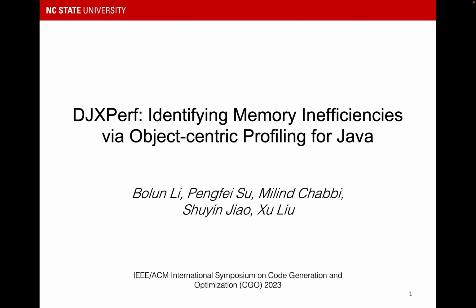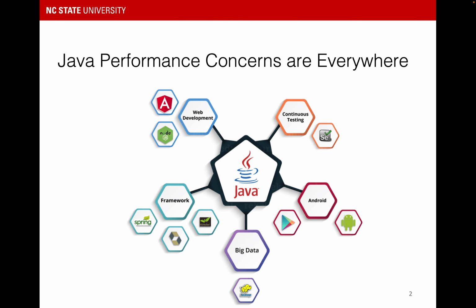The topic of the paper is DJXPerf, identifying memory inefficiencies via object-centric profiling for Java. Now, the Java programming language has been around for more than 25 years, and still is regularly among the top two programming languages used in the world.